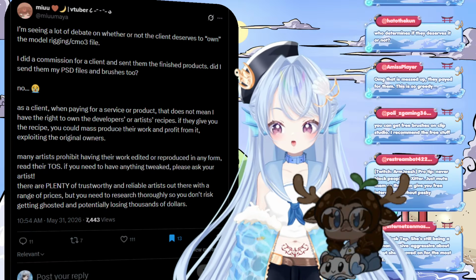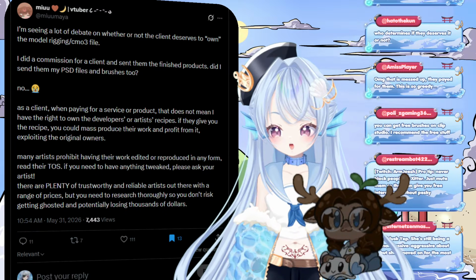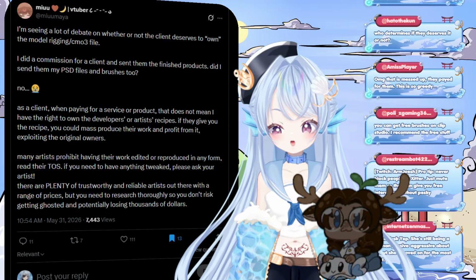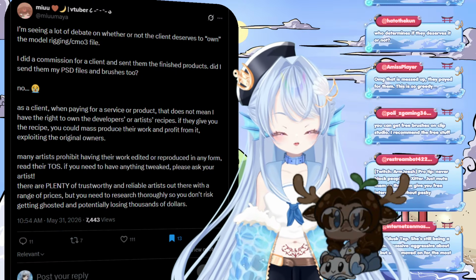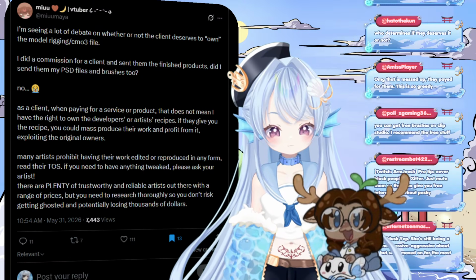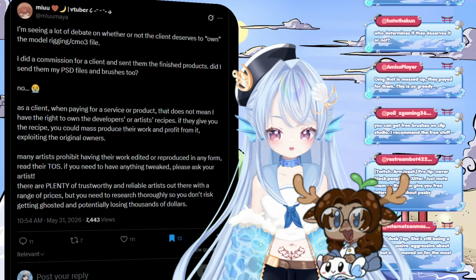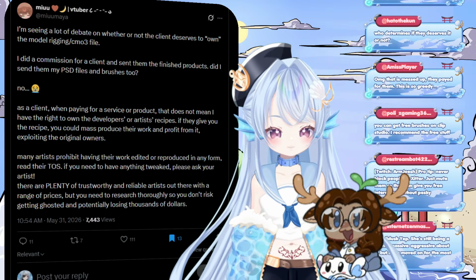Read their TOS. If you need to have anything tweaked, please ask your artist. There are plenty of trustworthy and reliable artists out there with a range of prices, but you need to research thoroughly so you don't risk getting ghosted and potentially losing thousands of dollars.